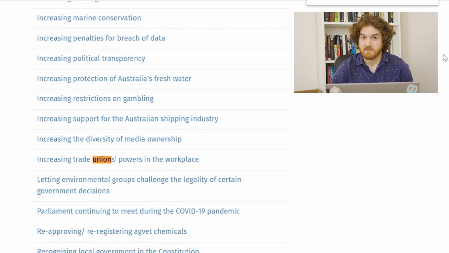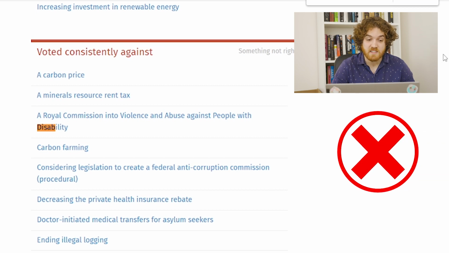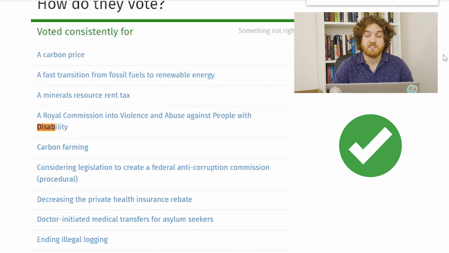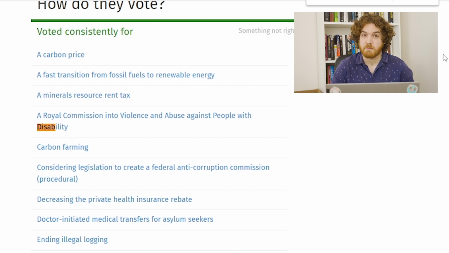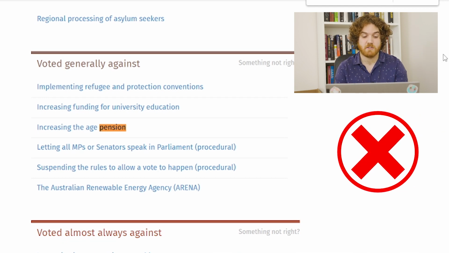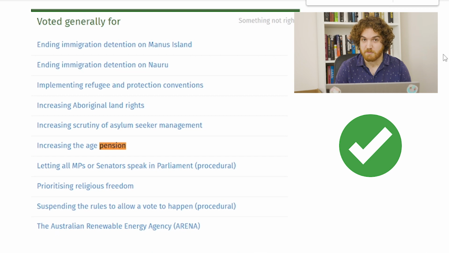powers in the workplace. On the topic of disability, Scott Morrison has voted consistently against a Royal Commission into Violence and Abuse against people with disability, whereas Anthony Albanese has voted consistently for a Royal Commission into Violence and Abuse against people with disability. As for the pension, Scott Morrison has voted generally against increasing the age pension, whereas Anthony Albanese has generally voted for increasing the age pension.